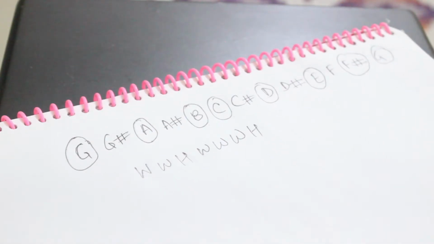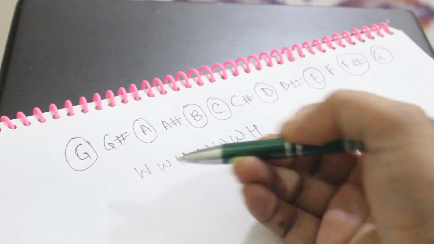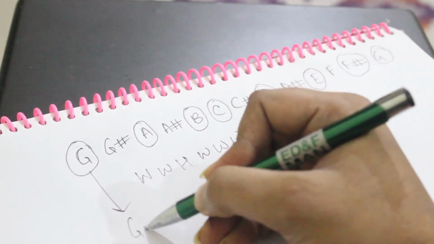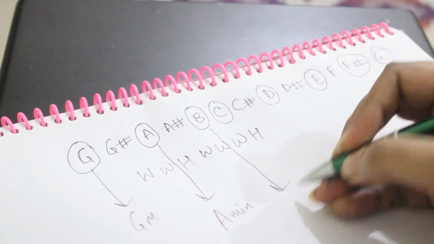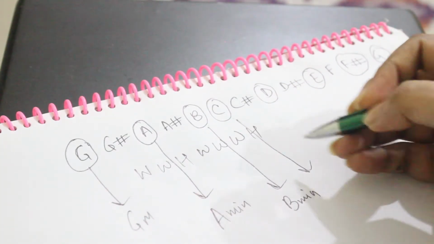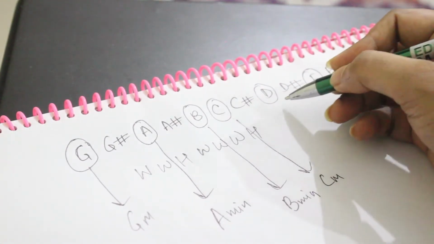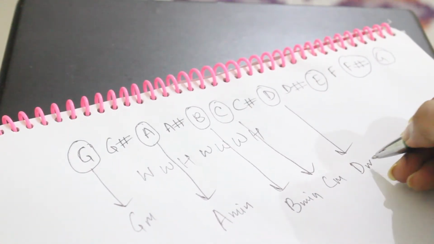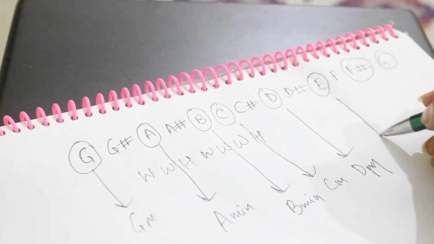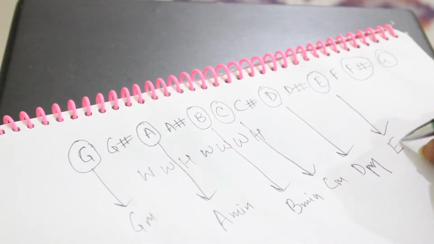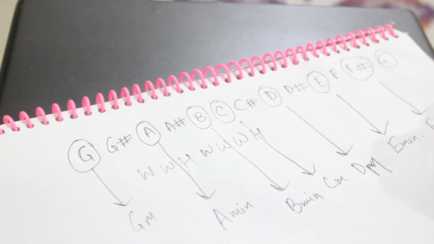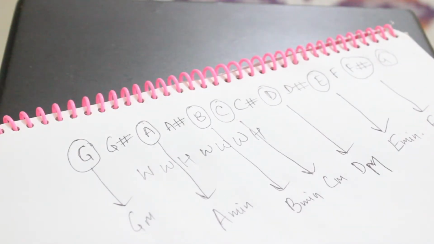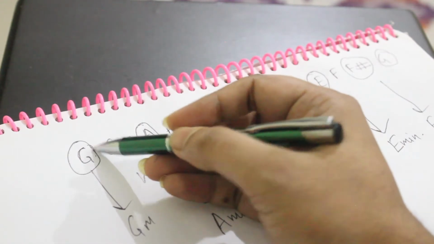Now what will be the chords for this? First will be G major, second will be A minor, third will be B minor, fourth will be C major, fifth will be D major, sixth will be E minor, seventh will be F sharp diminished.